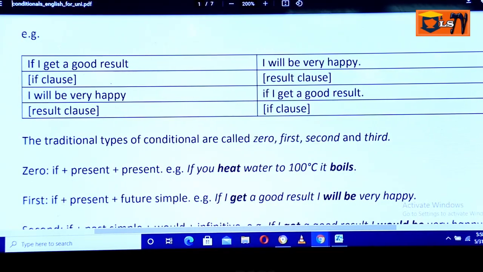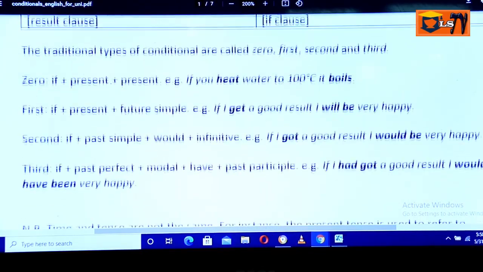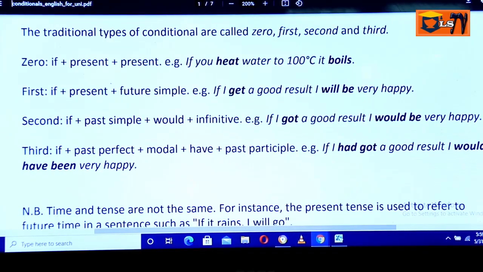The traditional types of conditional are called zero, first, second, and third. Zero means if plus present plus present. That is an example: if you heat water to 100 degrees Celsius, it boils. That is 100% true. First conditional: if plus present plus future simple.